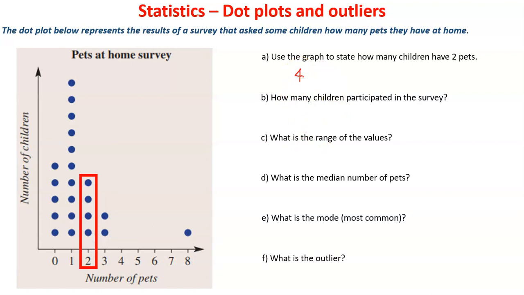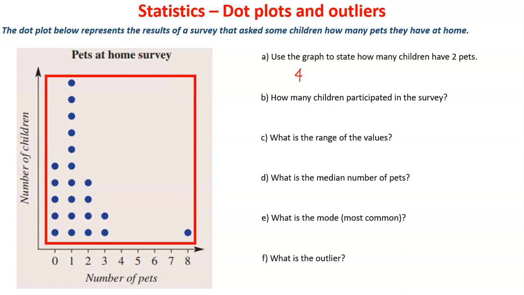B, how many children participated in the survey? How are we going to work out how many children participated in the survey? Well, we're going to have to count all the dots. So if we go through and count all the dots, that's going to be 22.